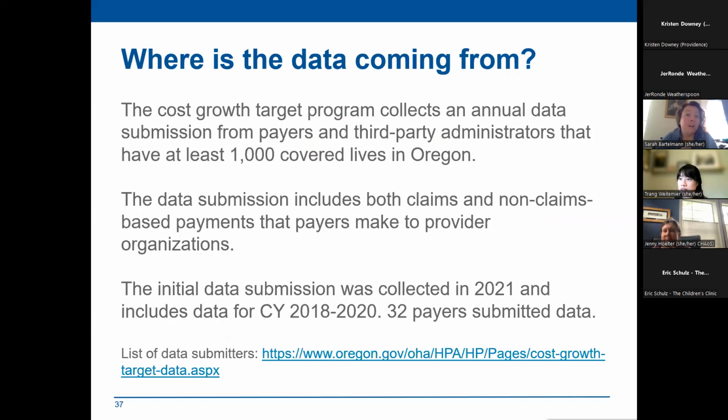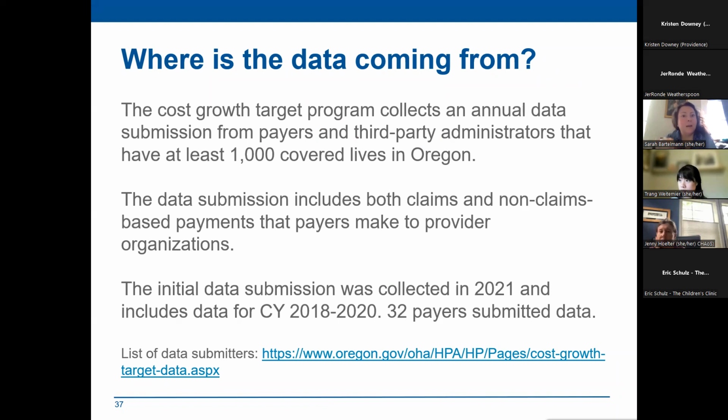So next slide, where are we getting this data? We are collecting a new data submission from all of the payers and TPAs that have at least 1,000 covered lives in Oregon. Just like we notified all of you that you've been identified as a provider organization for this program, every year we reach out to all of the payers and say, you've been identified as a payer with this many covered lives, and you are a mandatory data submitter. We have a data submission manual and a template. I'll share the link later. You're welcome to dig into that and take a look at what we're asking the payers to do. That includes both the claims and the non-claims-based payments that are being made to provider organizations.